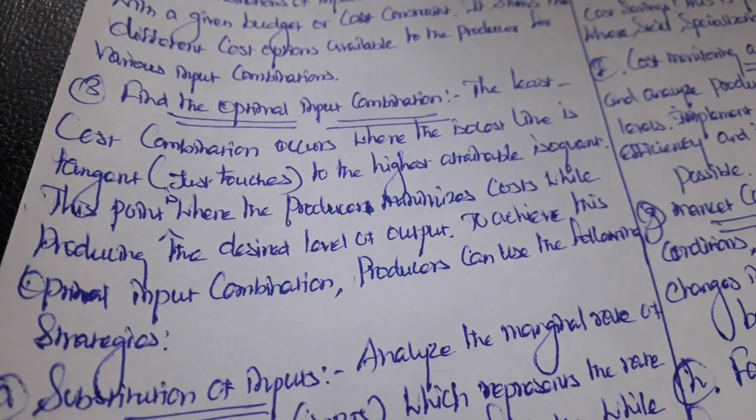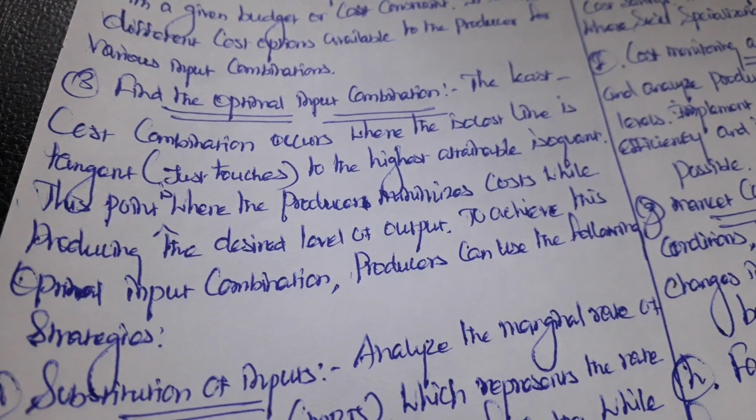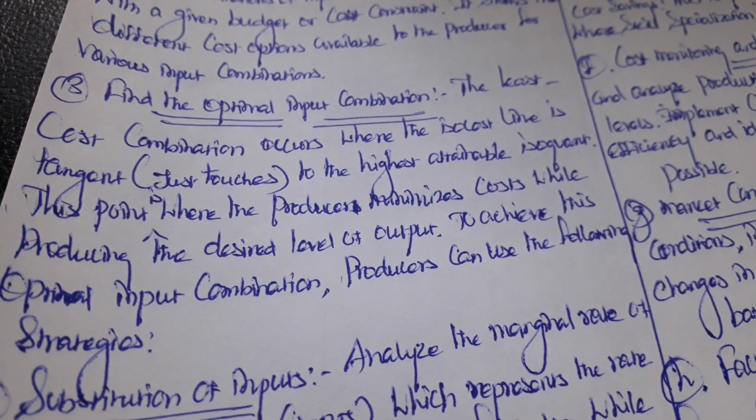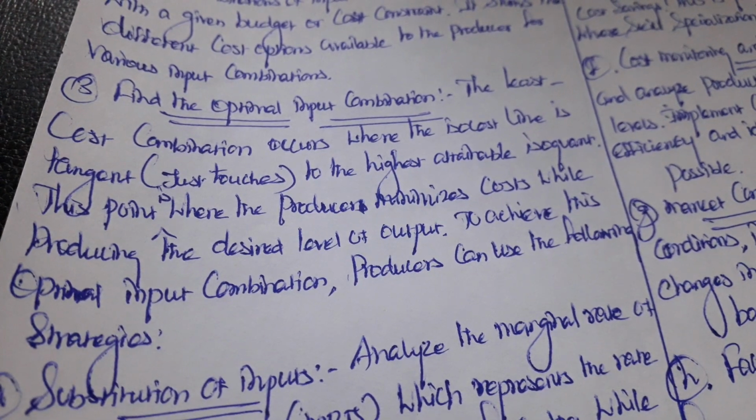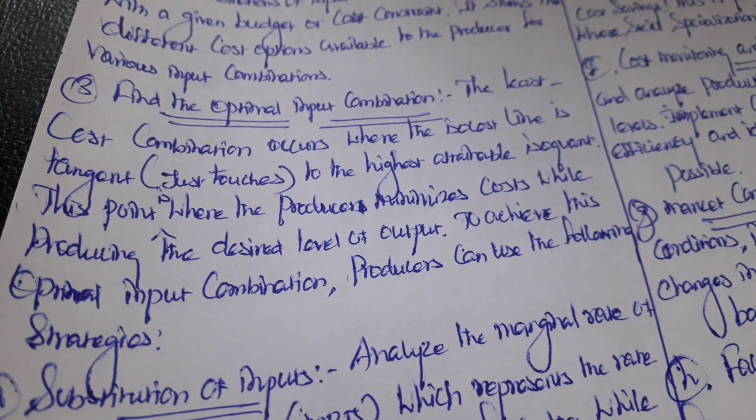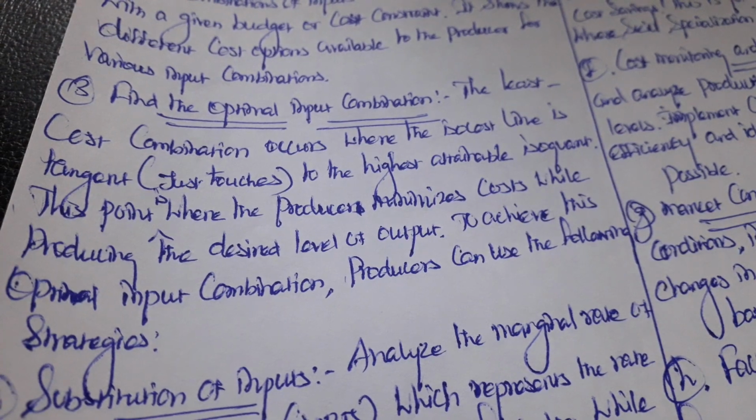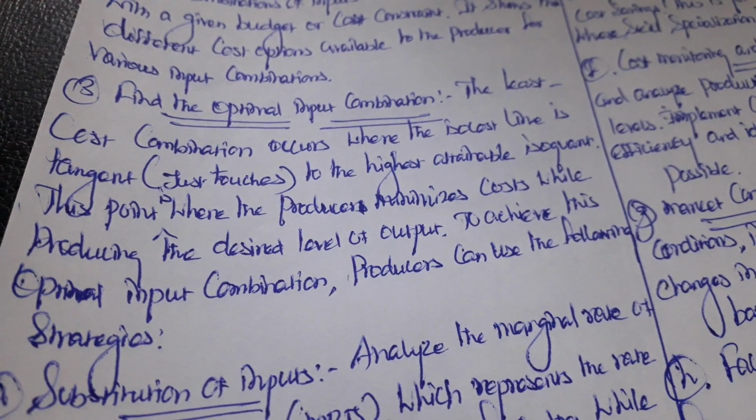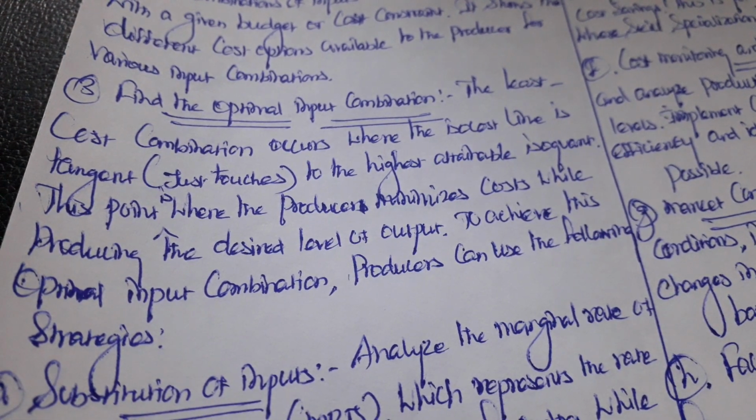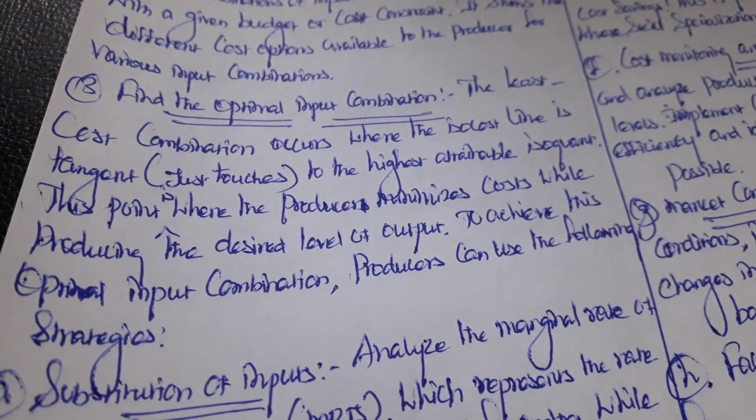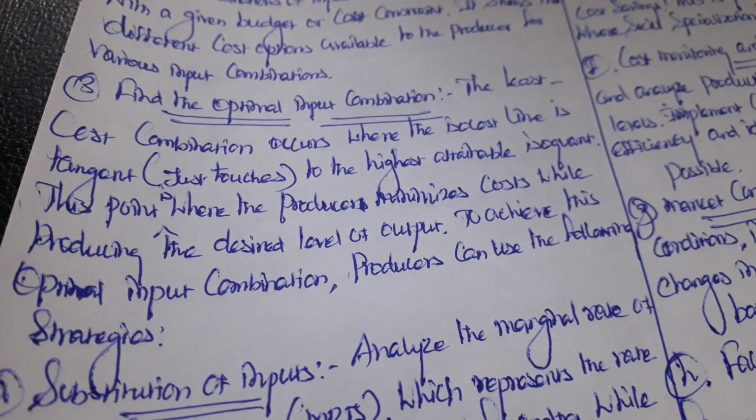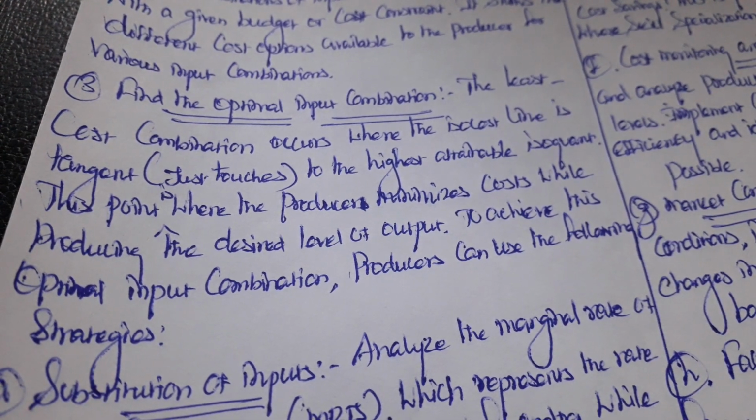Next factor, find the optimal input combination. The least cost combination occurs where the isocost line is a tangent, just touching the highest attainable isoquant. This is the point where the producer minimizes costs while producing the desired level of output. To achieve this optimal input combination, producers can use the following strategies.